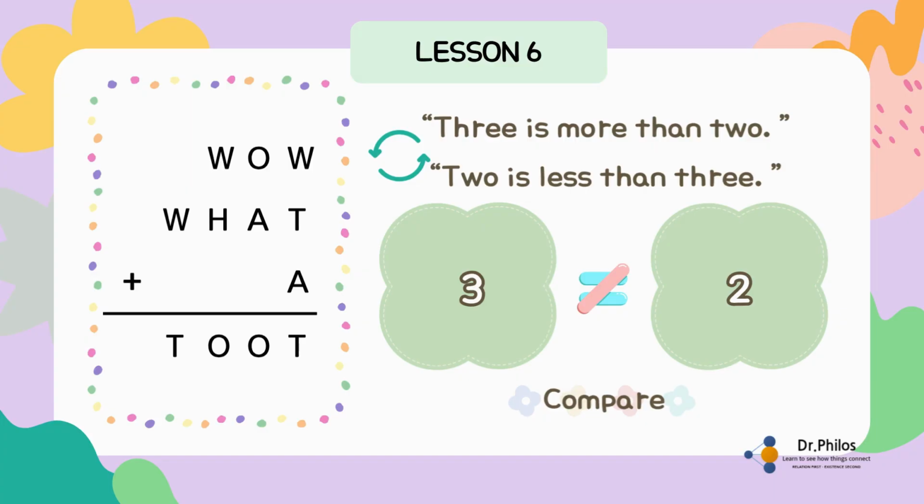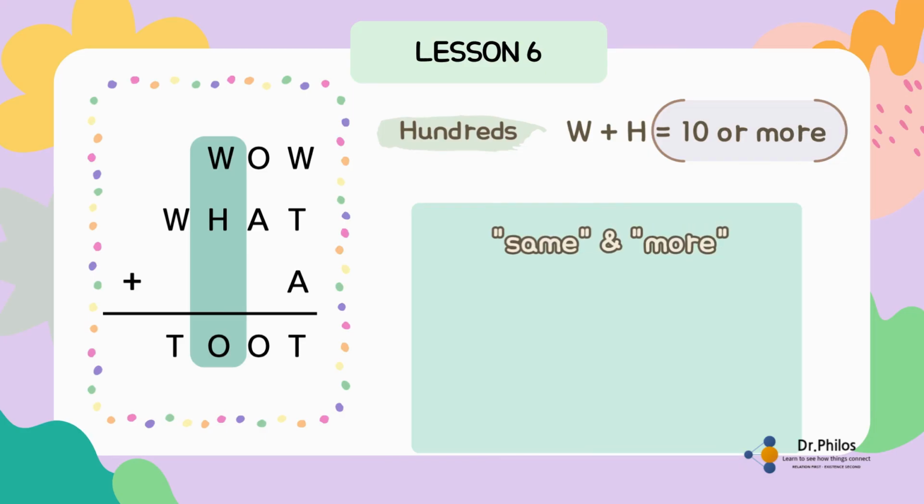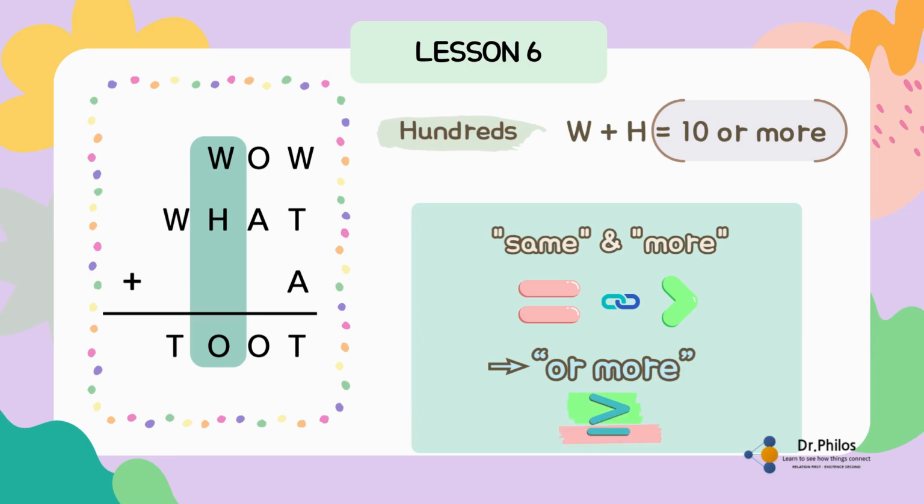Can you tell me the difference between those two sentences? Your sentence compares them starting with 3, and my sentence starts with 2. What if we combine same and more into one word? It's or more. That's right. In math, we put the greater than sign and the equal sign together. When you write it like this, it means greater than or equal to, which is just a math way of saying or more. Then, should we try writing what you found in the hundreds place using math language?